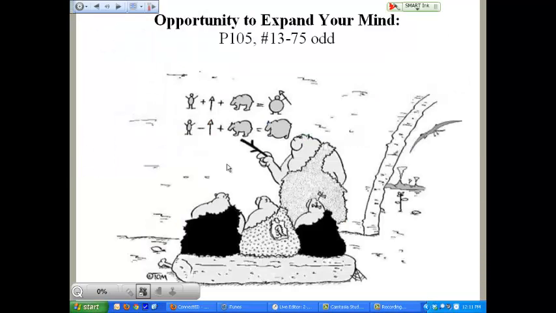Your assignment is page 105, numbers 13 through 75, odd. Remember, caveman with a spear plus a bear equals fat caveman. Caveman without a spear plus a bear equals fat bear.